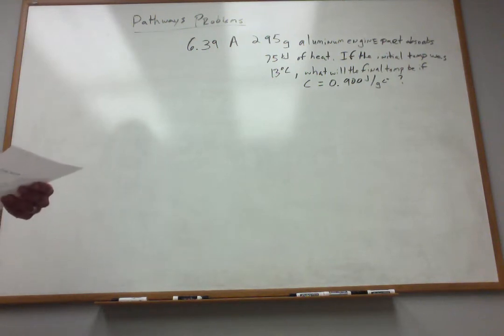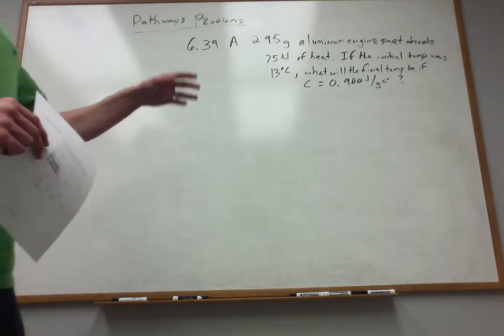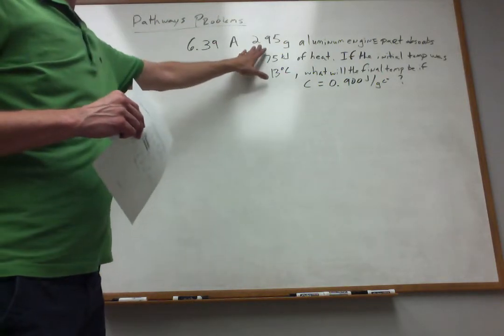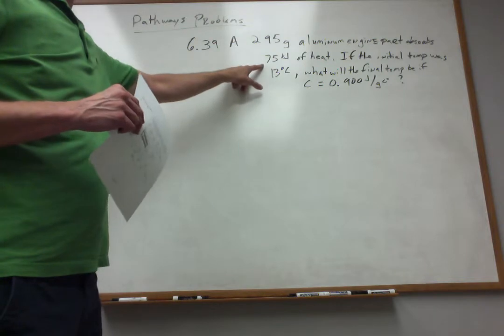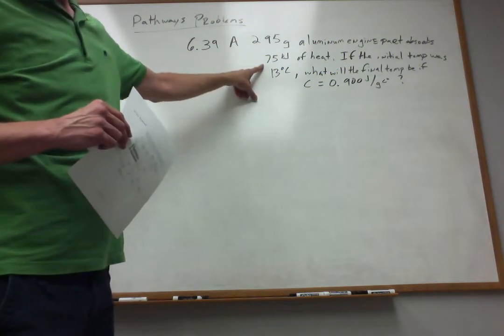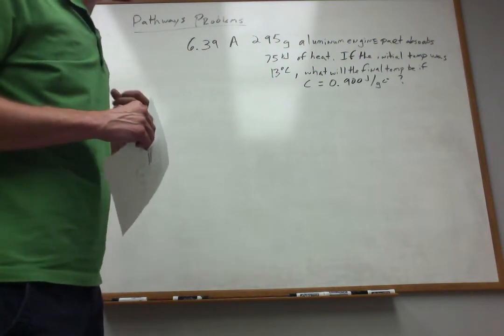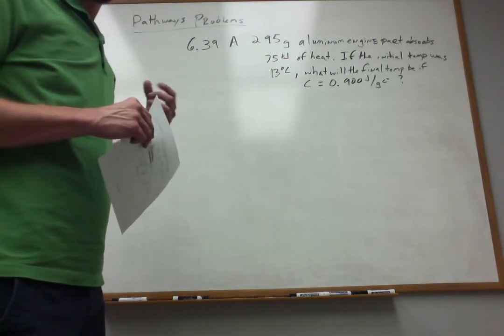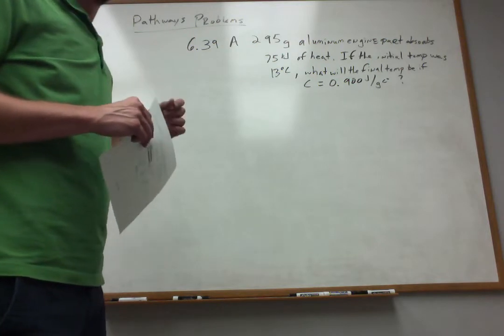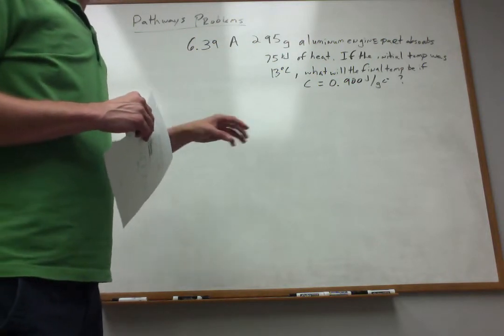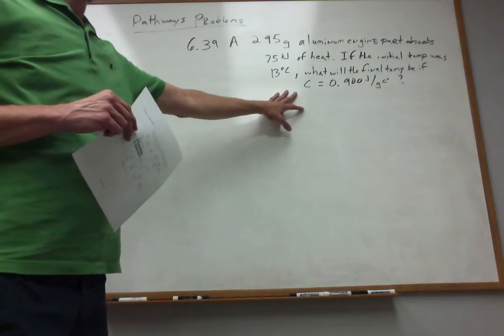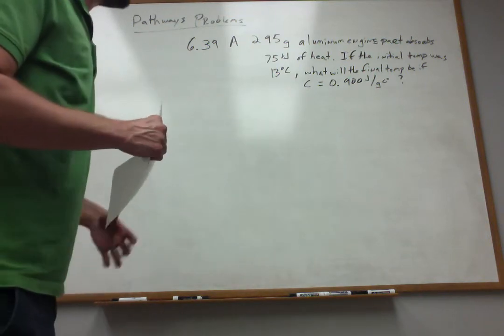Okay, let's now work problem 6.39 from the textbook. This problem asks us about an aluminum engine part. This aluminum engine part is 295 grams. It's going to absorb 75 kilojoules of heat. If the initial temperature of this engine part was 13 degrees, what will the final temperature of this engine part be if the specific heat of the aluminum is 0.9 joules per gram per degree Celsius?